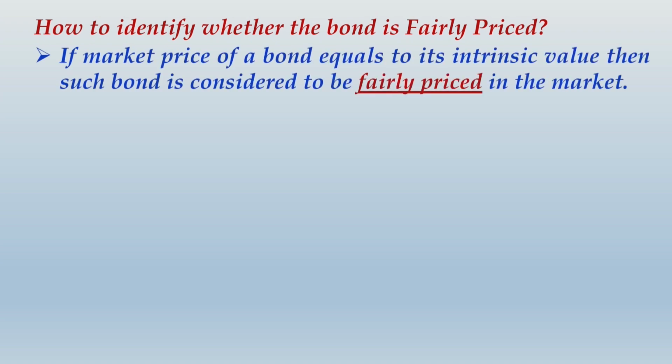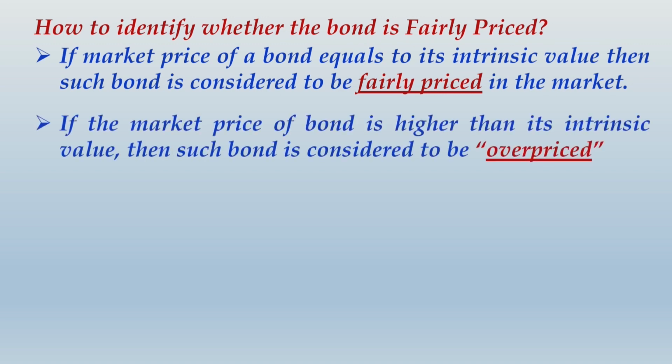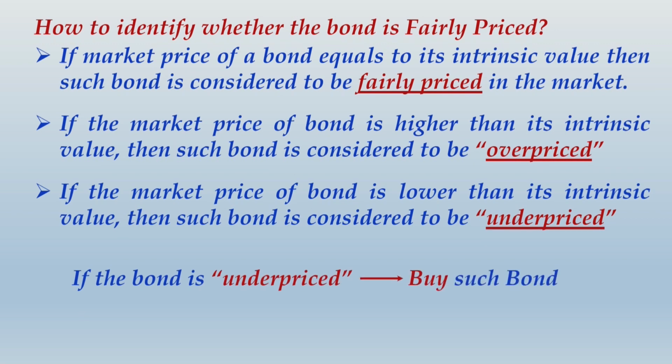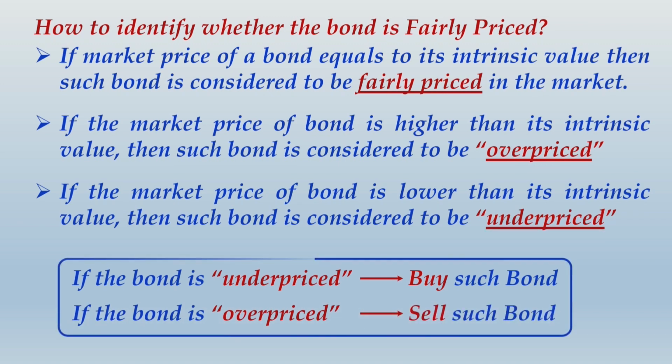If the market price of the bond equals its intrinsic value, then such a bond is considered to be fairly priced in the market. If the market price of the bond is higher than its intrinsic value, then such a bond is considered to be overpriced. If the market price of the bond is lower than its intrinsic value, then such a bond is considered to be underpriced. If the bond is underpriced, simply what you do is buy such a bond. If the bond is overpriced, what you do is sell such a bond. So friends, whatever we have discussed, it is there on the screen. Pause the video, note down everything you want, and then you can move ahead.